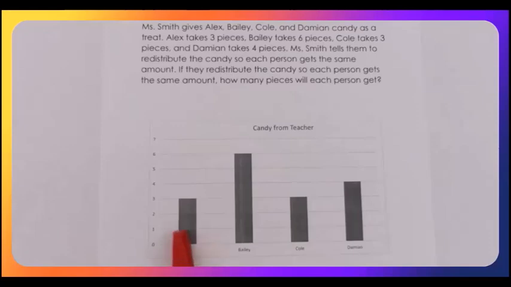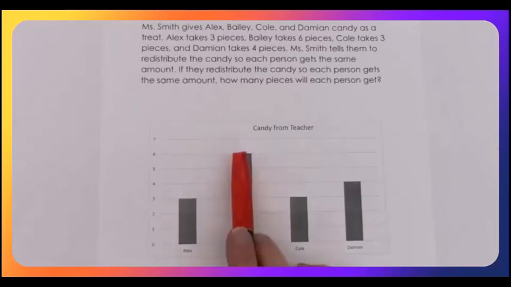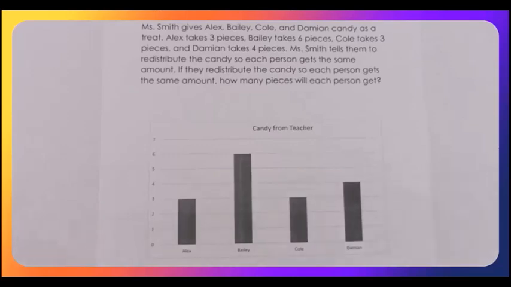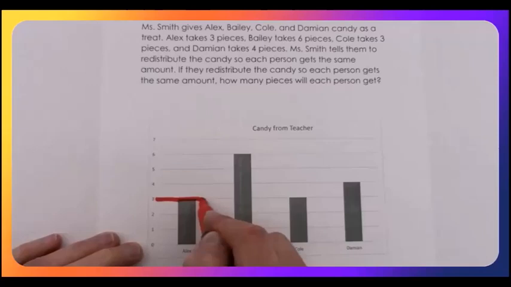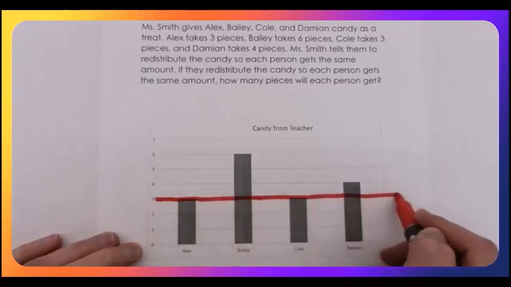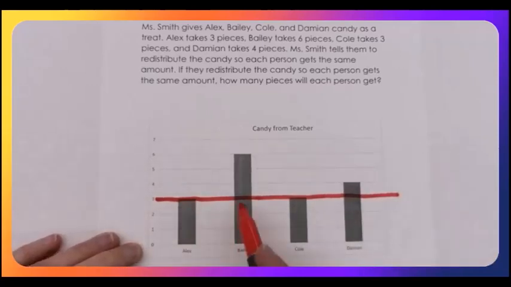So, I can see that Alex has 3, Bailey has 6, Cole has 3, and Damien has 4. Well, I notice when I look at this data that everyone has at least 3 pieces. So I'm going to level it off at the 3-piece mark. So everyone can keep these 3 pieces that are below the red line.